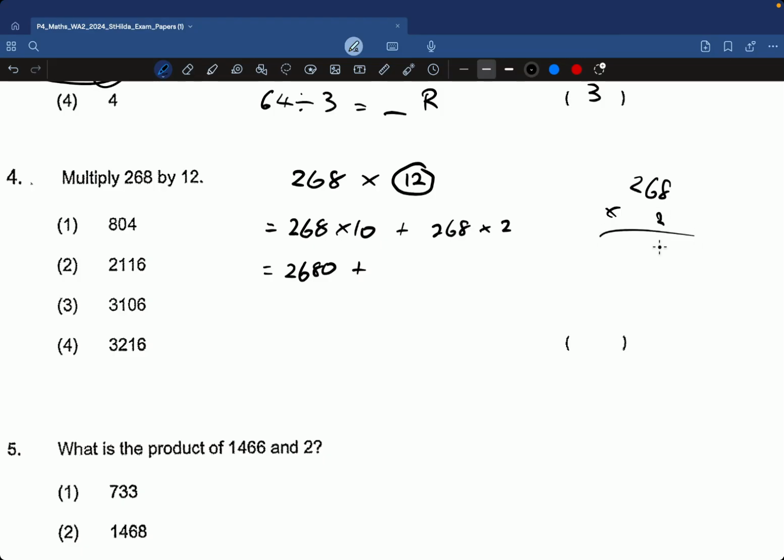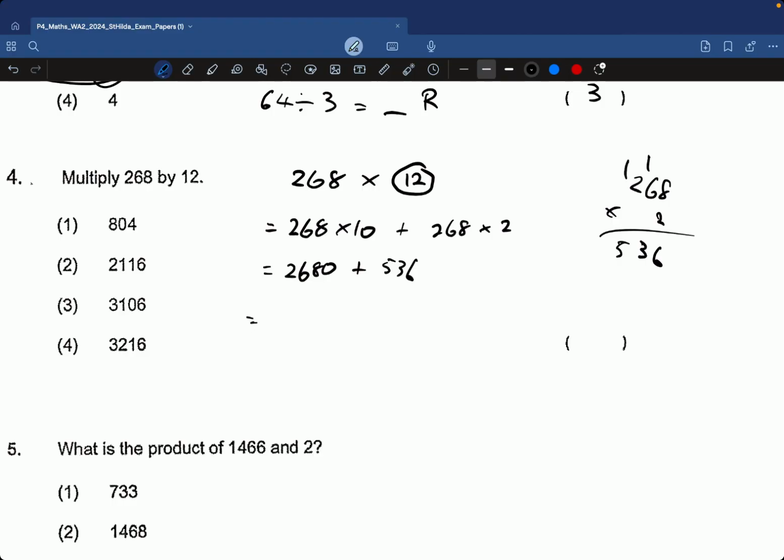So this is a very straightforward multiplication working. So you have 8 times 2. This will be 16. Put 1 here. 6 times 2 is 12. Plus 1 is 13, 3. And then we put 1 here. 2 times 2 is 4. Plus 1 is 5. So the answer is 536.